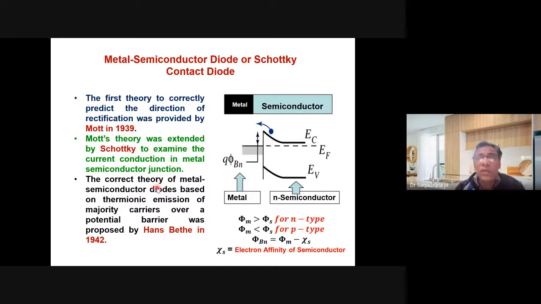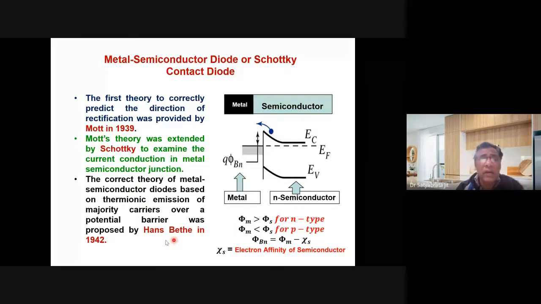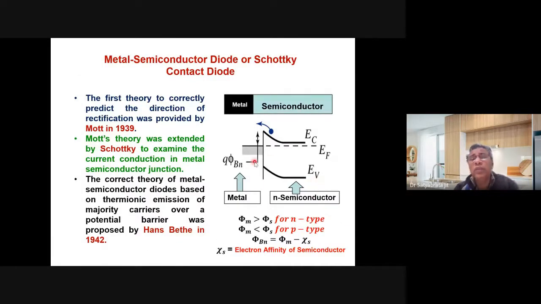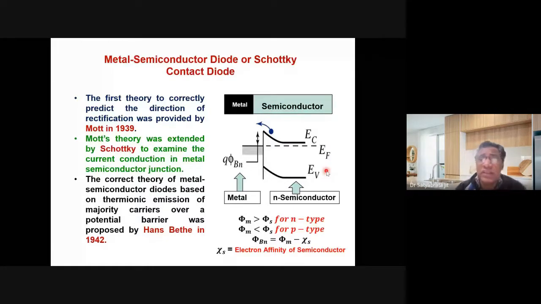So the IV characteristics of the metal semiconductor junction were given by Hans Bethe in 1942. Now here is the Schottky junction, a metal and semiconductor. Two types of junctions are formed: one is the Schottky junction, a rectifying kind of junction, and another is the ohmic junction. In an ohmic junction, current flows in both directions, and the junction behaves just like a resistance. But the Schottky junction behaves just like a PN junction diode, right?